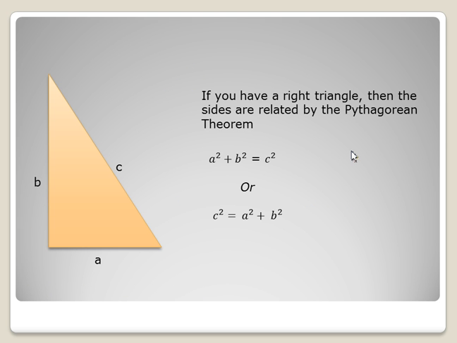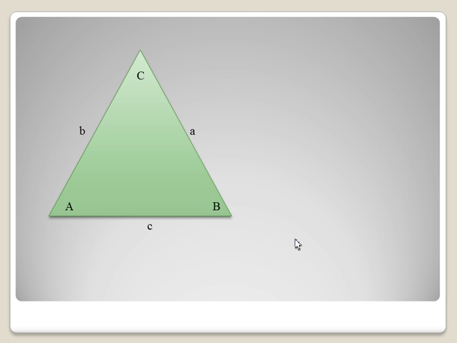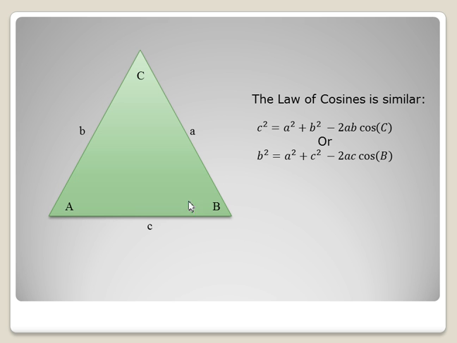Let's start with the Pythagorean theorem for right triangles. It only works for right triangles: c squared equals a squared plus b squared. Well, the law of cosines is very similar. c squared equals a squared plus b squared, but then we subtract 2ab cosine C. So it'll be the two adjacent sides and then the opposite angle.